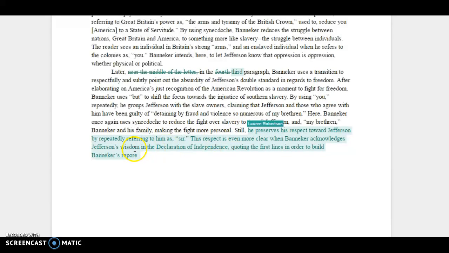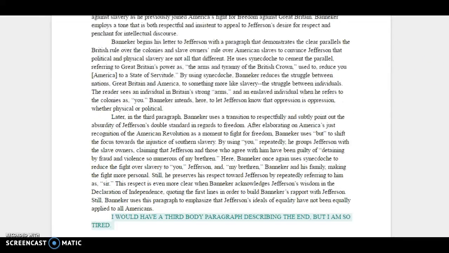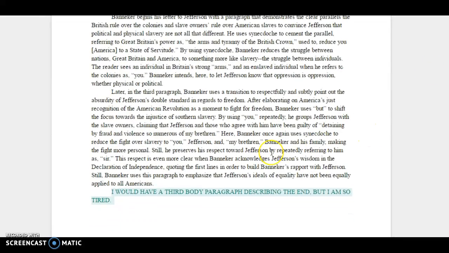Still, he preserves his respect toward Jefferson by repeatedly referring to him as sir. This respect is even more clear when Banneker acknowledges Jefferson's wisdom in the Declaration of Independence, quoting the first lines in order to build Banneker's rapport. And I spelled rapport wrong because I'm not perfect. Spelling's hard. In order to build Banneker's rapport, that's the correct way to spell it, with Jefferson.